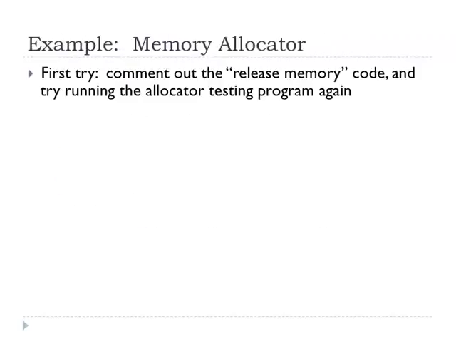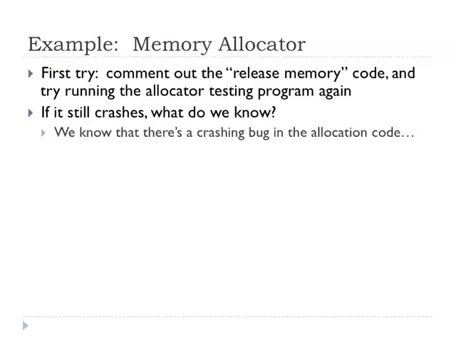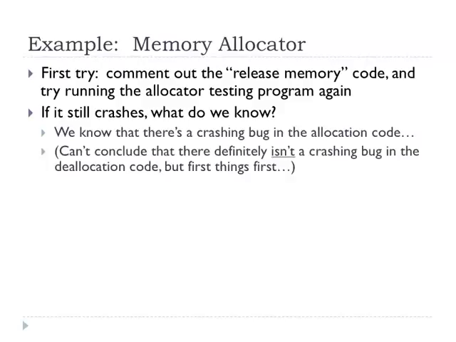Okay, so first try, you comment out the release memory code and try the allocator again, and if it still crashes, we talked about this, you know that there's a crashing bug in the allocation code. You cannot conclude that there is not a crashing bug in the dealloc code. And this is another one of those things that's frustrating about bugs, is that sometimes you fix a bug and the program still misbehaves. The reason is that there were actually 2 bugs, and the first bug stopped your program before the second one got to run, right?